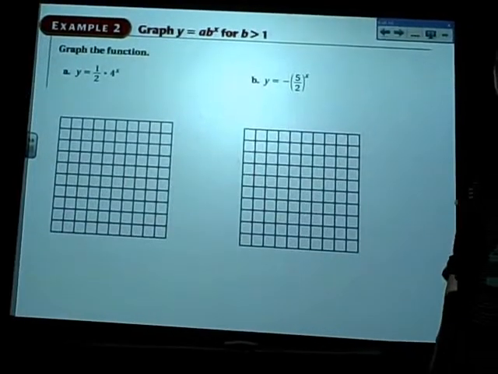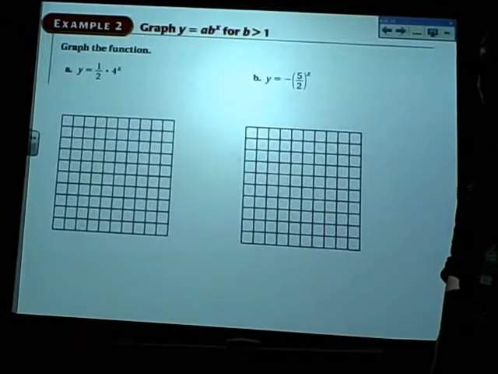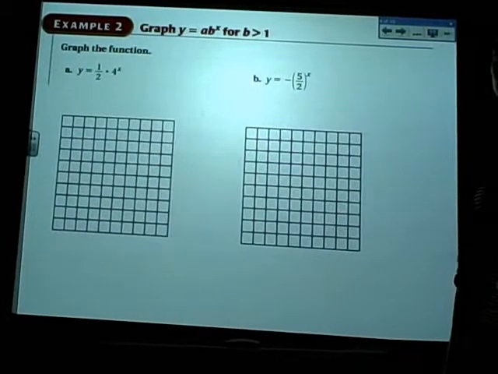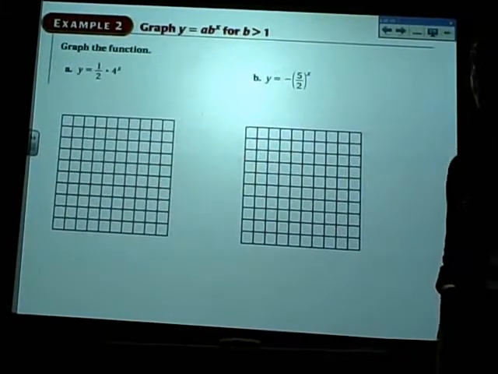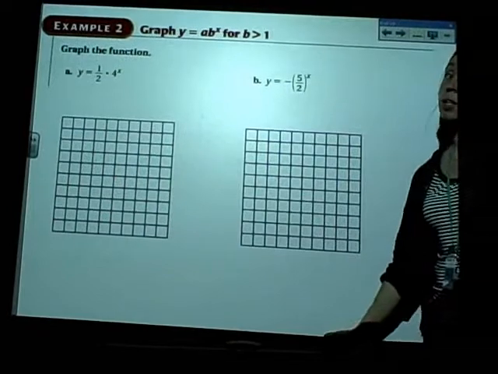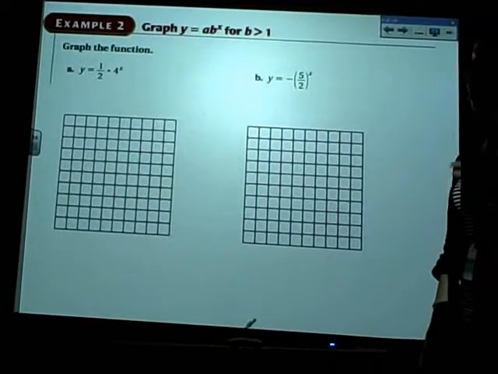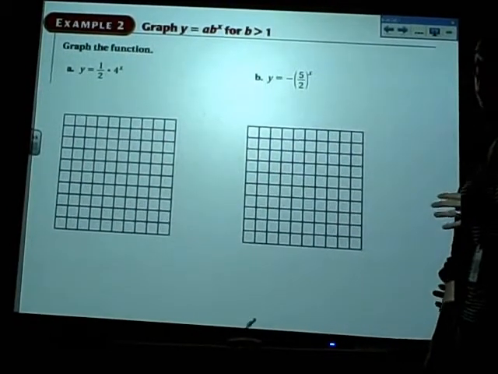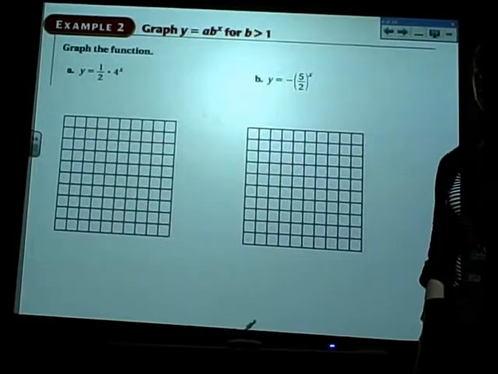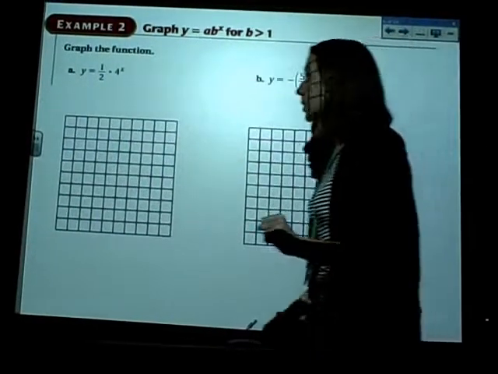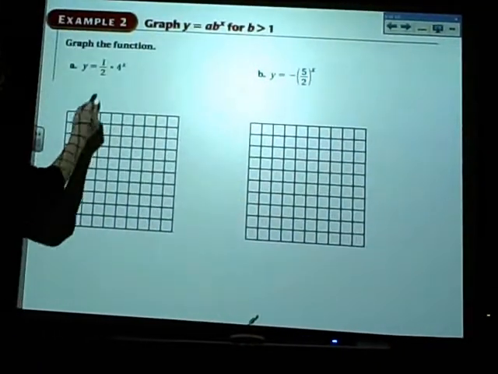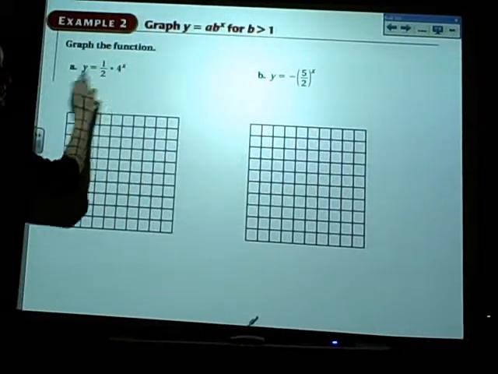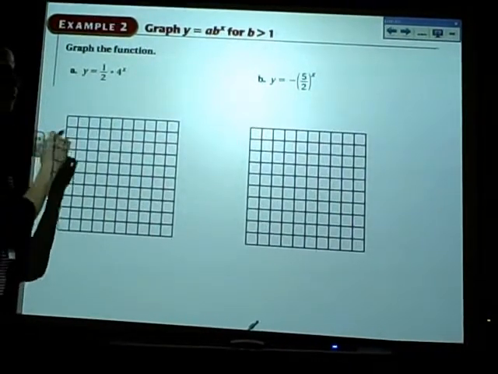Now let's try another type of example, and what's really cool about this is you can do a table of values that works just fine. But if we use some of the properties of an exponential growth function, you can save yourself a lot of work. Okay, so let's kind of look at this first. I have 1/2 times 4 to the x power.